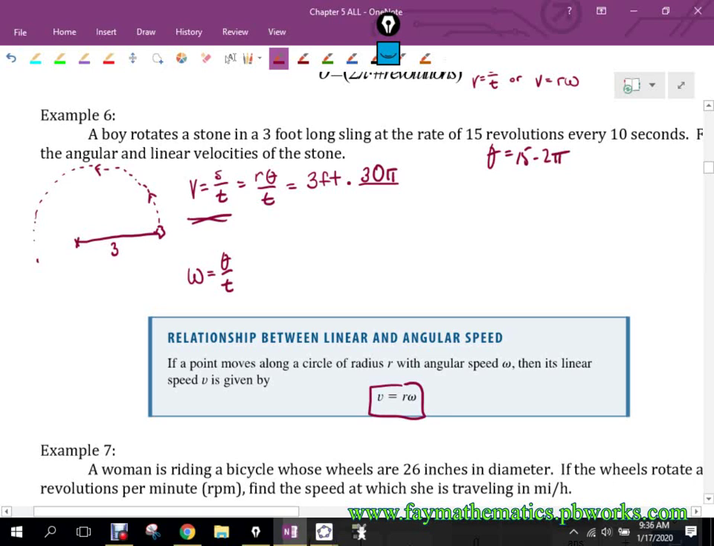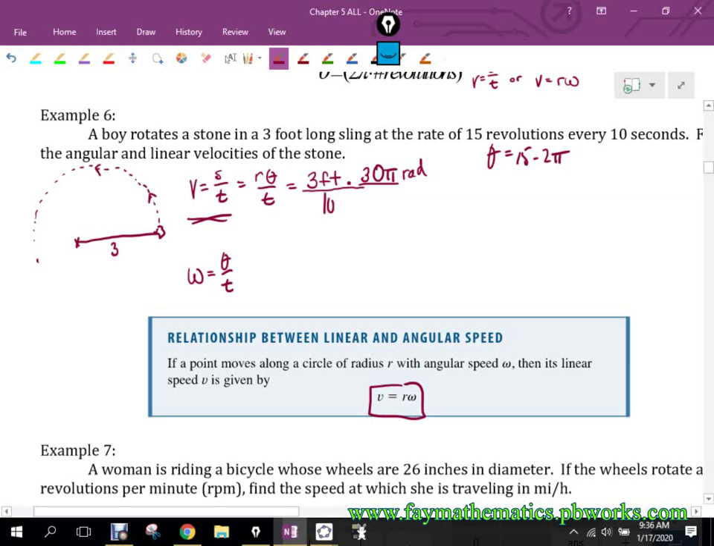Okay, so now that should all be over time, right? Now this 30 pi would have been in radians. Whenever we're talking about an angle measurement with pi, it's radians. So 3 feet times 30 pi radians, all over a time. What's the time duration that's happening here? 10 seconds.